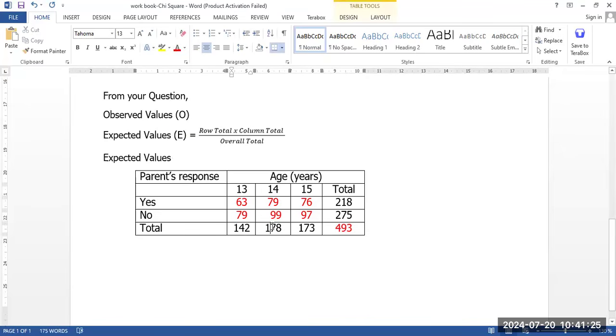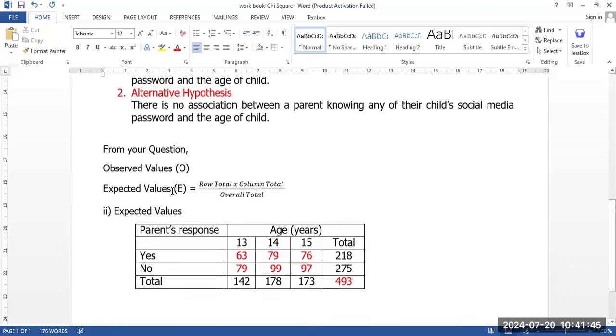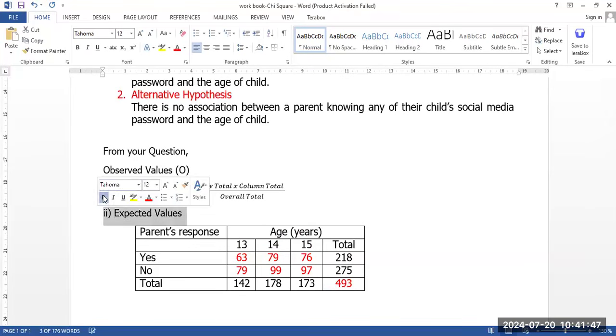This is the overall total. When we get this plus this plus this, you get this. When you get this plus this, you get this. That's why we call it the overall total. So those are your expected values. You have answered Roman 2.